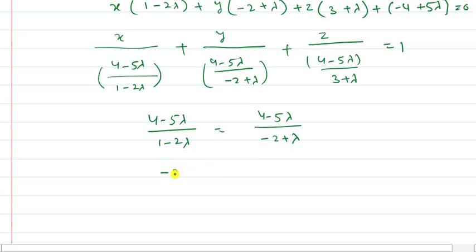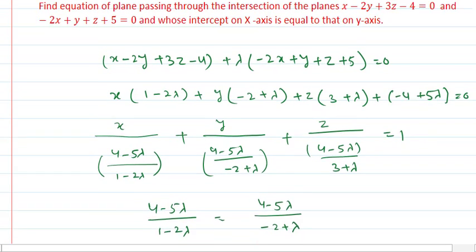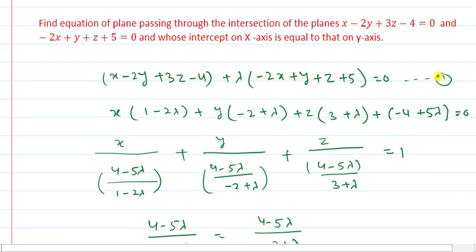Clearly we have minus 2 plus lambda is equal to 1 minus 2 lambda, and from here you can easily calculate the value of lambda, and then putting the value of lambda in equation number 1 will help you find the equation of the required plane. So such different conditions may also be there, and you need to understand the concept, apply the condition according to the given problem, and finally you will be able to get the equation of the required plane.